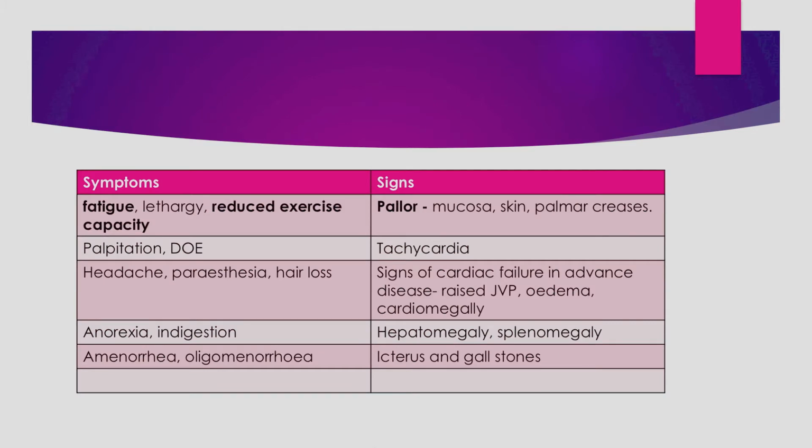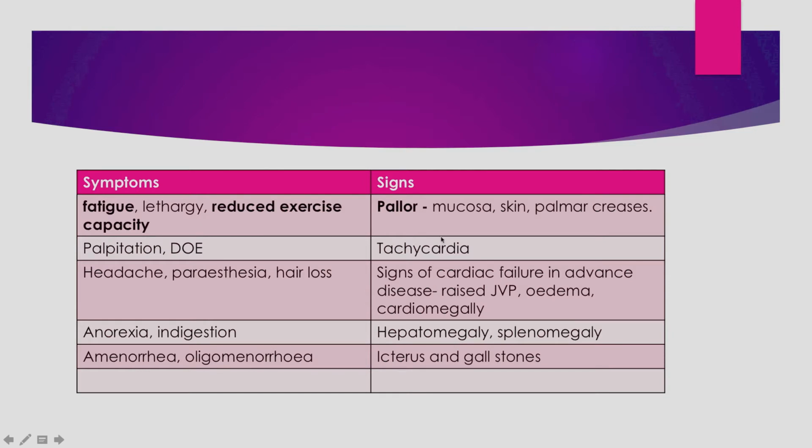The common signs and symptoms of anemia. The most important symptoms are fatigue and reduced exercise capacity. So the three most important signs and symptoms are fatigue, reduced exercise capacity, and from the signs, pallor. Pallor in mucosa, skin, and palmar creases for mild, moderate, and severe anemia. Others are lethargy, palpitation, dyspnea on exertion, headache, paresthesia. Paresthesia is numbness, hair loss, anorexia, indigestion, amenorrhea, or oligomenorrhea, right? Complete cessation of menses or less menses.